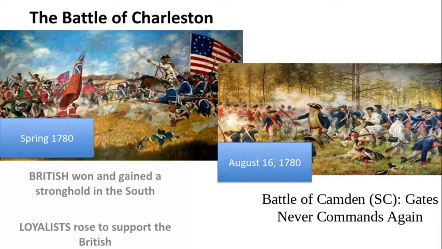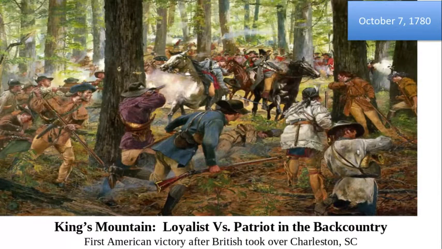They go out into the countryside, and they almost completely destroy the American army at the Battle of Camden. But things all hit a rocky road in this crazy little battle in the backcountry of the Carolinas, right on the border of North and South Carolina. It's called the Battle of Kings Mountain.